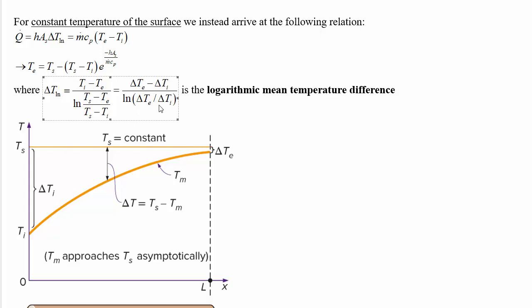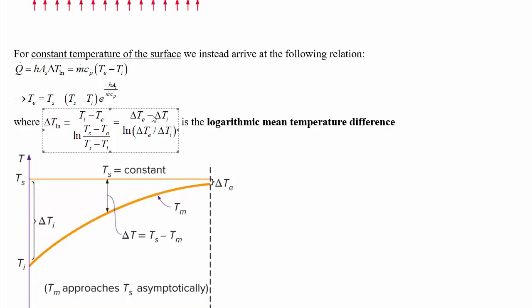Log mean temperature difference. Now, first of all, why does log mean temperature difference show up from this formula here? Well, if you take the second equation here, this equation for the exit temperature being exponentially changing towards the surface temperature from the inlet temperature, if you were to rearrange this and solve it for m dot Cp, then you'll find out that m dot Cp multiplied by Te minus Ti has to be equal to this, where log mean temperature difference is defined here.